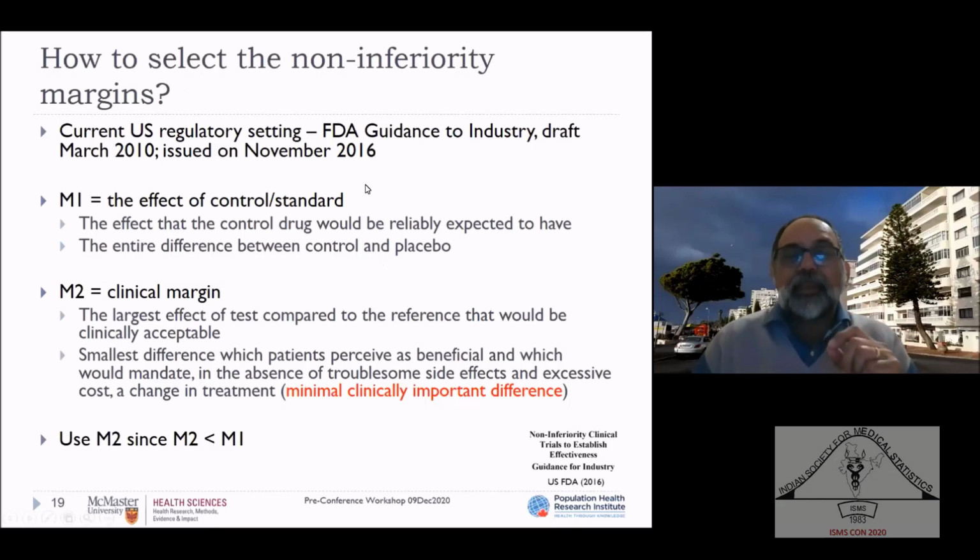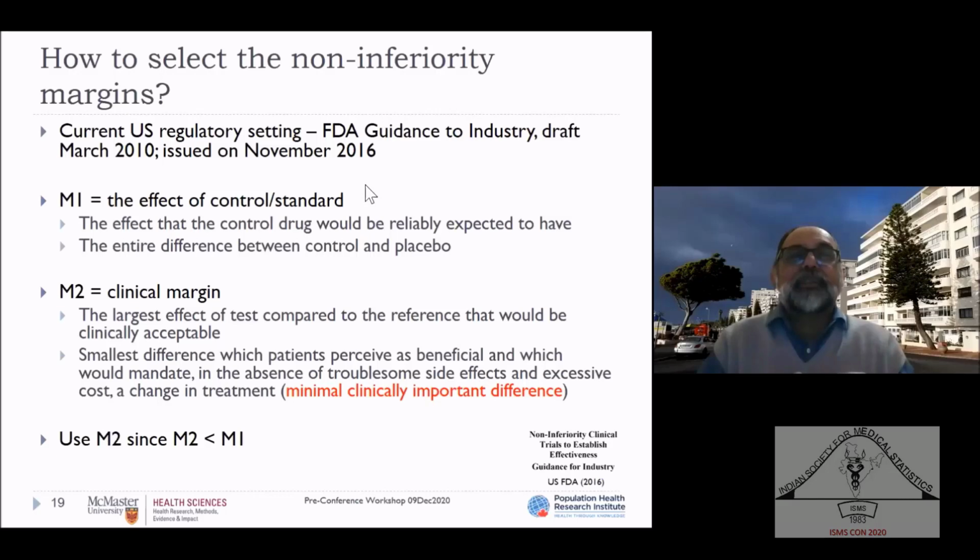What does that do? It says you have to go through a process to determine the margin. So you first have to find what is M1, and M1 is the effect that the standard treatment, or the control treatment, has, what it would be reliably expected to have. Then you find what they call M2, which is the clinical margin. And the clinical margin is the largest effect of the test compared to the reference that would be clinically acceptable.